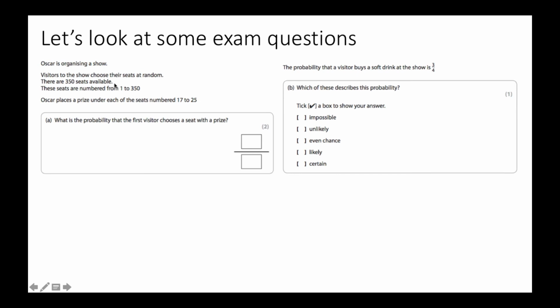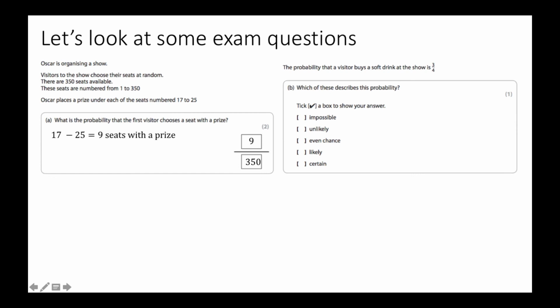So we have 350 seats, and the seats numbered 17 to 25 are the seats that you could win a prize on. So 17 to 25, so if I do like 17, 18, 19, 20, that's 9 seats with a prize, okay? So we could have done 25, take away 17, but I wanted to make sure you included 17 and 25. So make sure you include 17 and 25. 17, 18, 19, 20, 21, 22, 23, 24, and 25 makes 9 seats with a prize. So that's 9 out of 350, okay? You don't need to simplify it really. It doesn't ask you to simplify it. It's just asking for the probability.